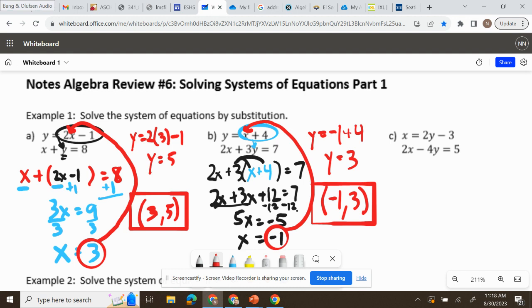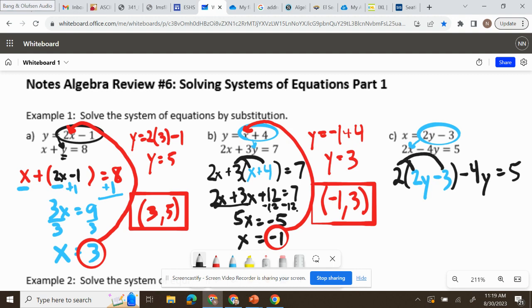Now, for our last one, this one's slightly different because if we look at it, notice that it's not y equals. In this case, it's x equals. So that means we're taking the expression 2y minus 3 and we're replacing it with the x. So what that gives us is a 2, and then we have the minus 4y equals 5. We're going to replace the x with the 2y minus 3.